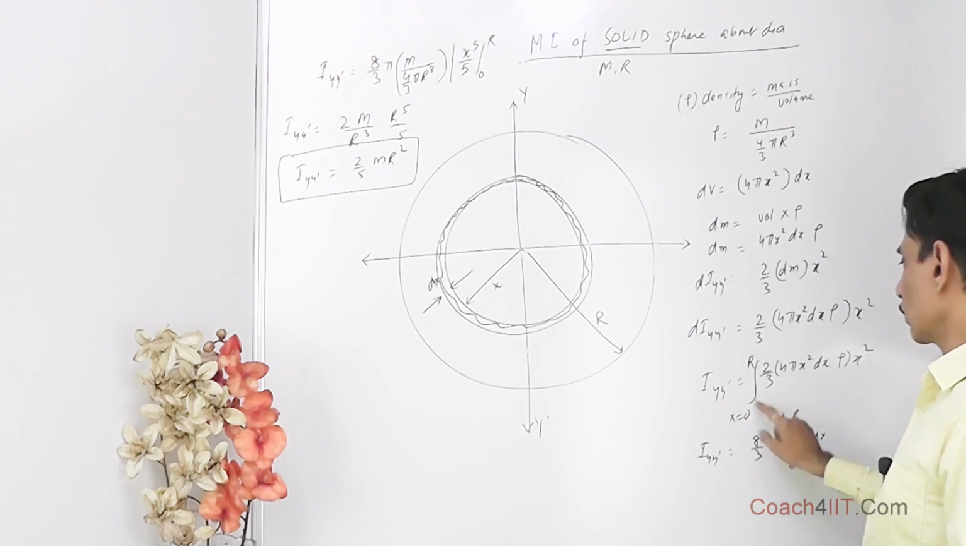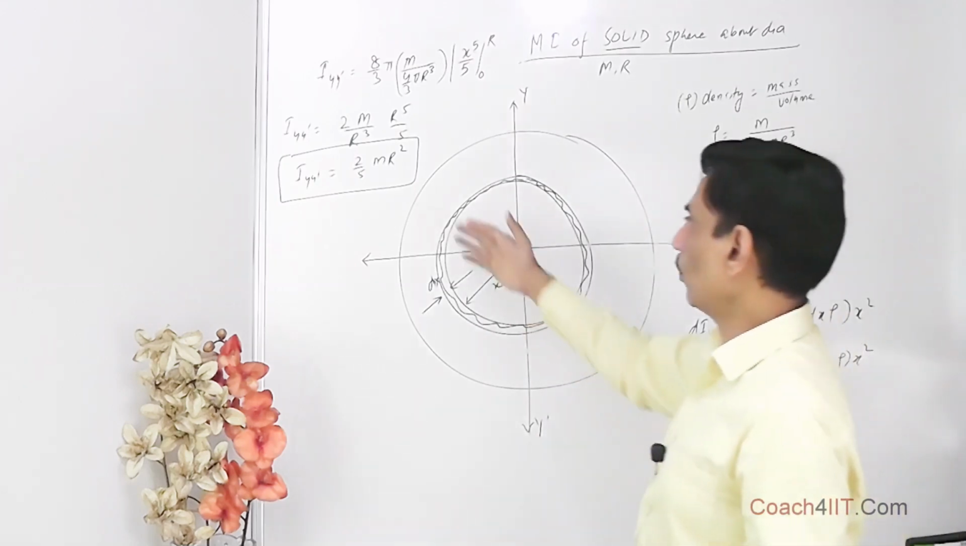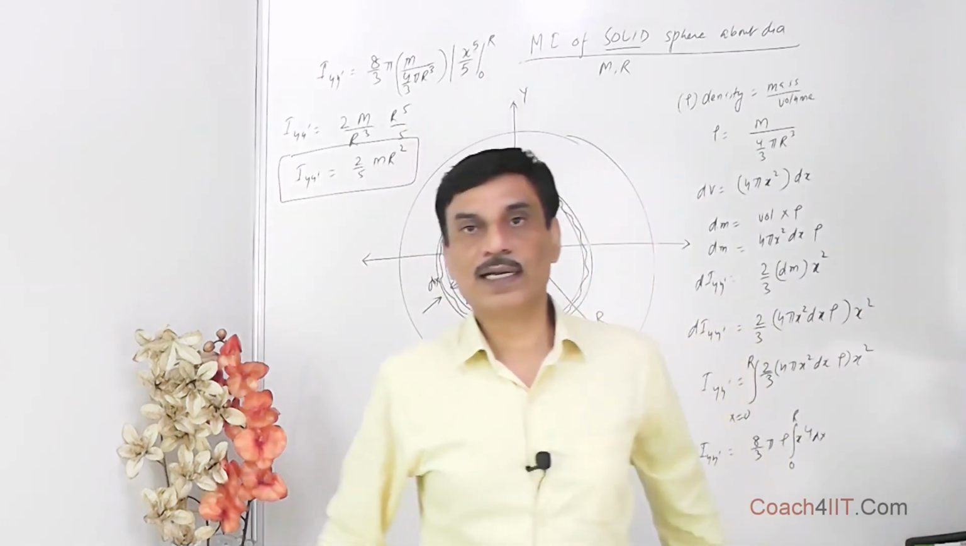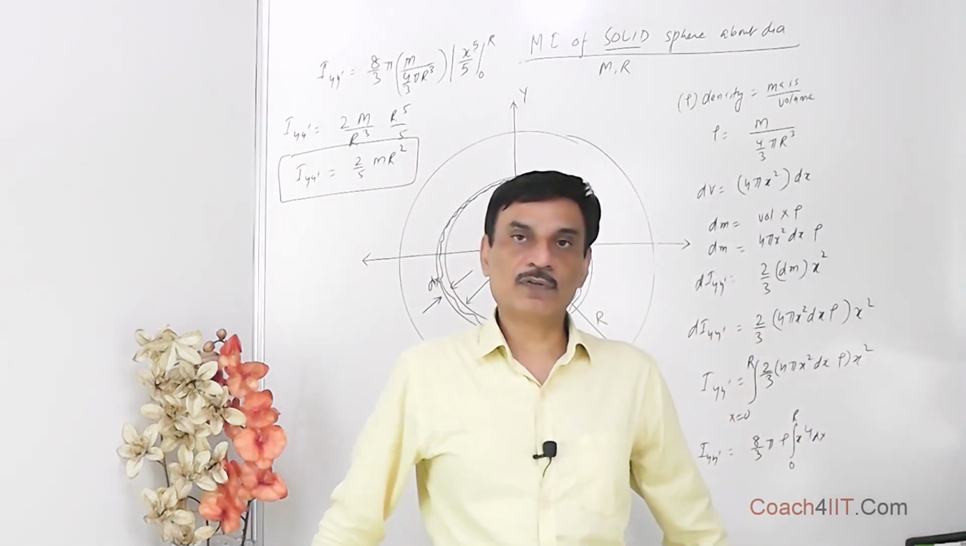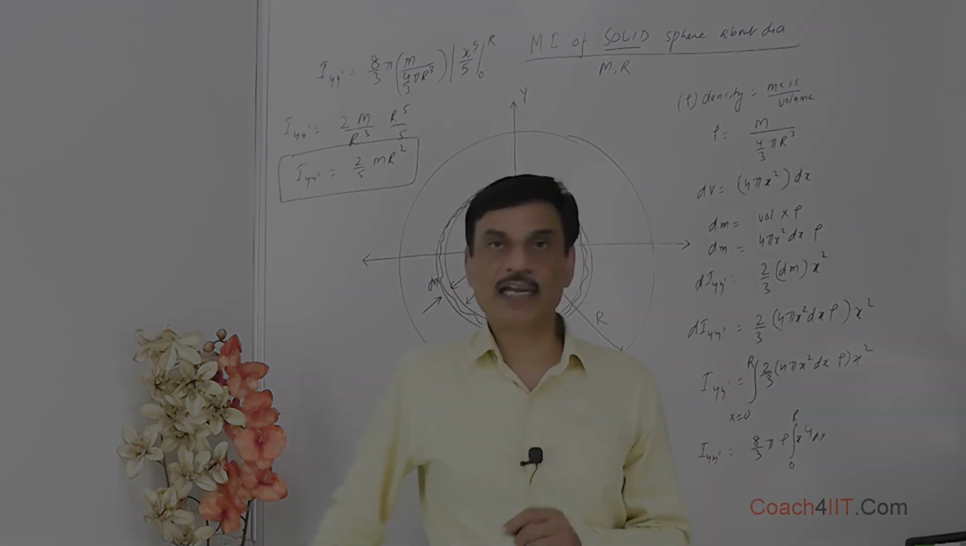From x equals 0 to r, we put the limits, and it is a simple integration. When we do it, it comes out to be 2/5 mr². So the moment of inertia of a solid sphere about a diameter is 2/5 mr².